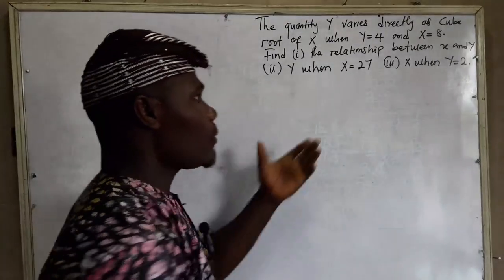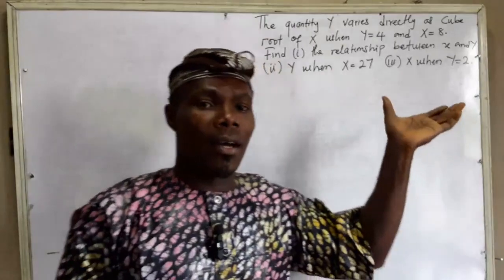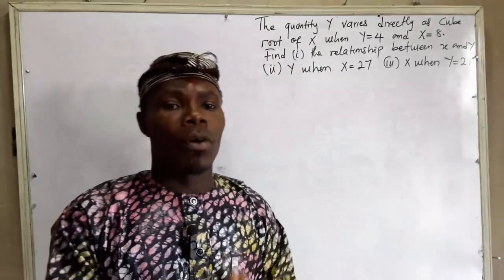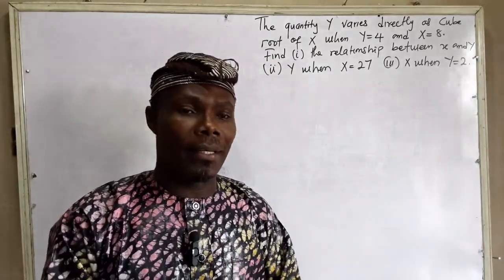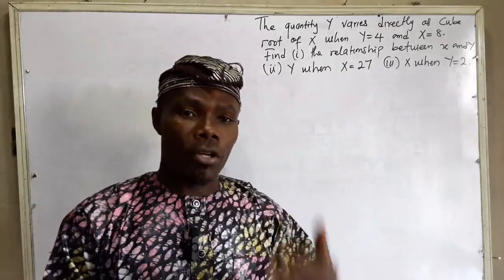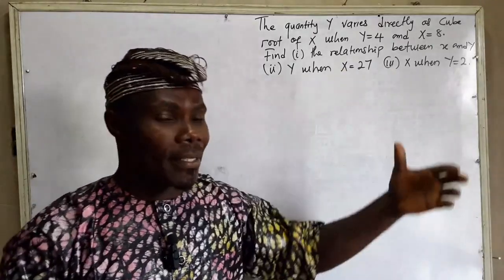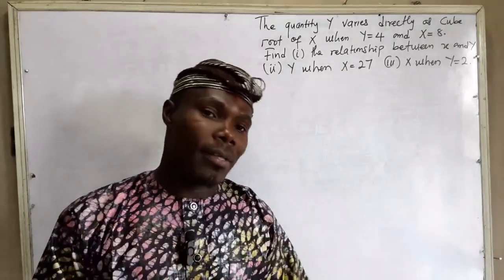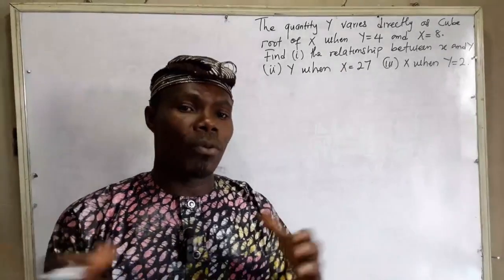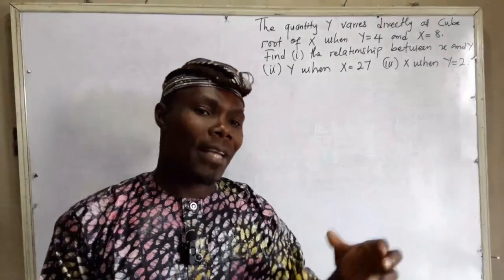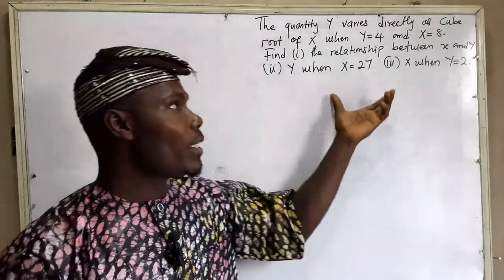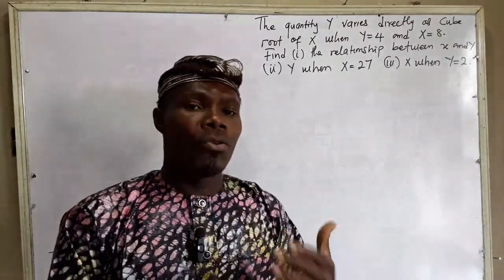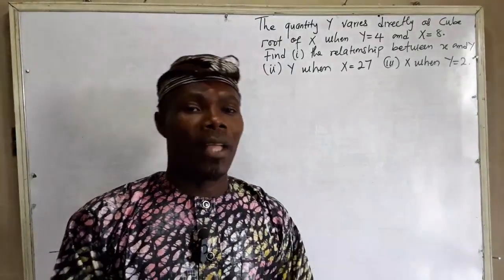So, in solving this variation question, you must interpret according to the statements, according to the sentences. The first sentence, you interpret it. The second sentence, you interpret it. You're able to get the relationship between them. So after getting the relationship between x and y, you can now be finding the value of x and the value of y.